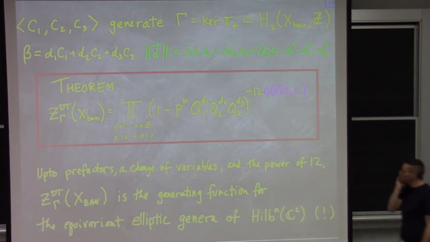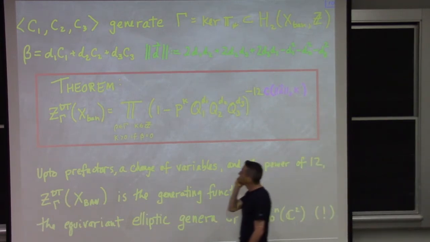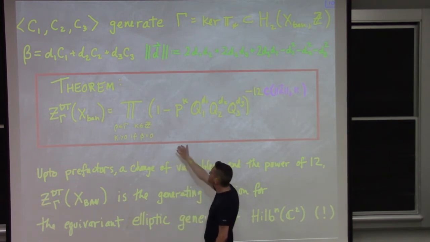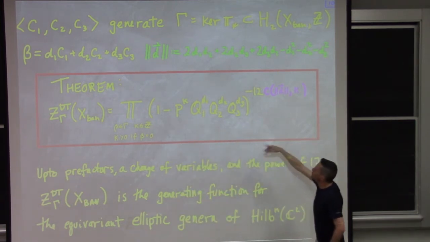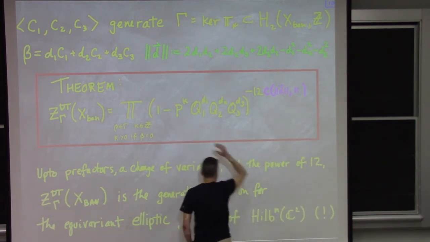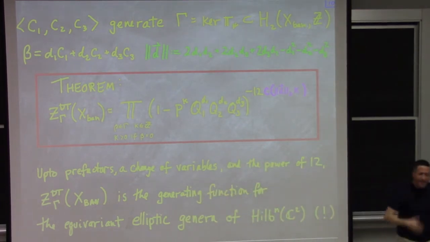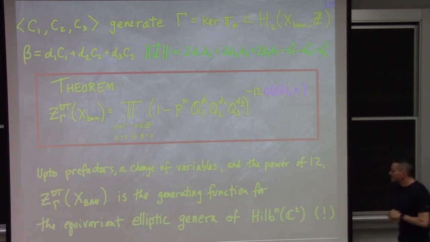Here's the other crazy thing that is sort of hard to understand without just computing it, is that after I throw away a few prefactors, things like McMahon functions, and then I do kind of a change of variables which breaks this symmetry of the Q1, Q2, Q3, I end up with exactly the generating function for the equivariant elliptic genera of the Hilbert scheme of points.